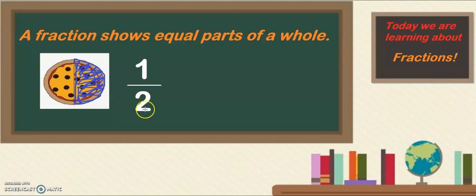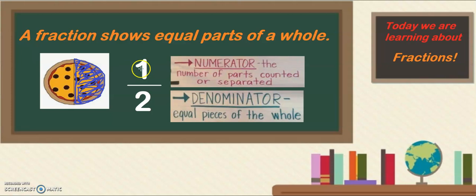Now, what are these numbers called? Why is this on top? Why is this on bottom? The top number is always called the numerator, and that's the number of parts counted or separated. The bottom number is our denominator, which is the equal pieces of the whole. So we have 2 equal pieces of pizza, that's our denominator. And our numerator is the number of parts counted or separated, the part I ate, 1 of the 2 parts. So 1 over 2, or half of the pizza, I've eaten.